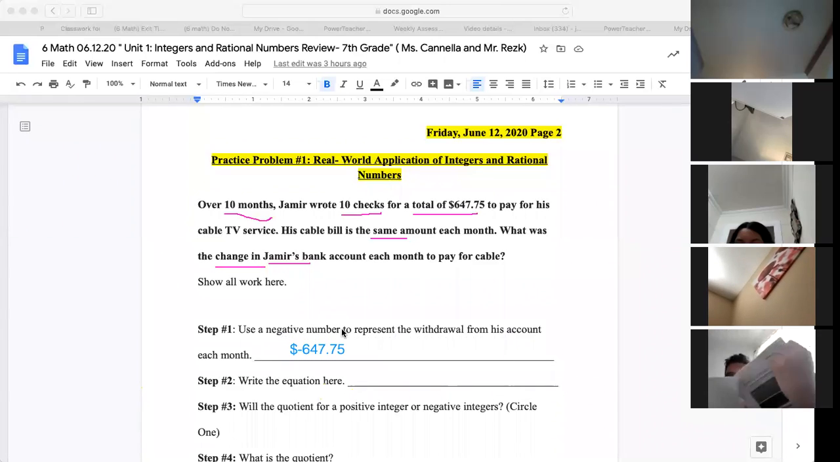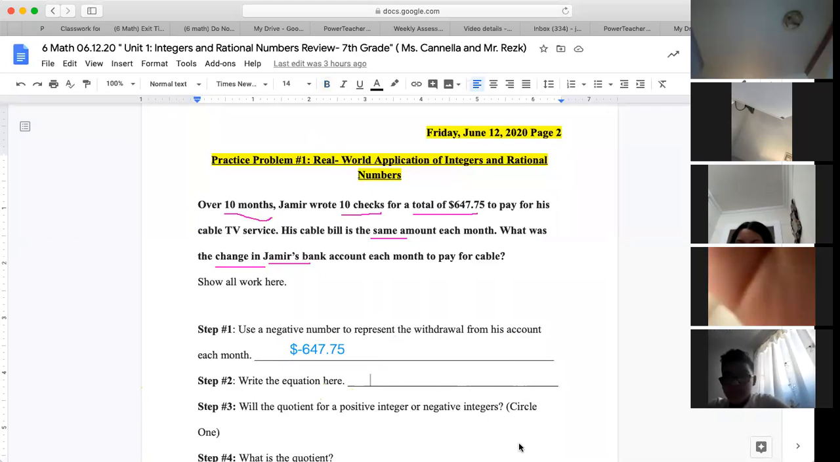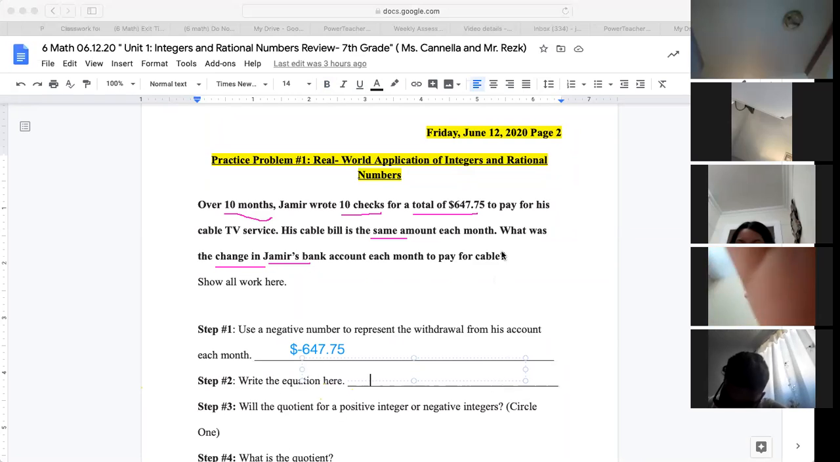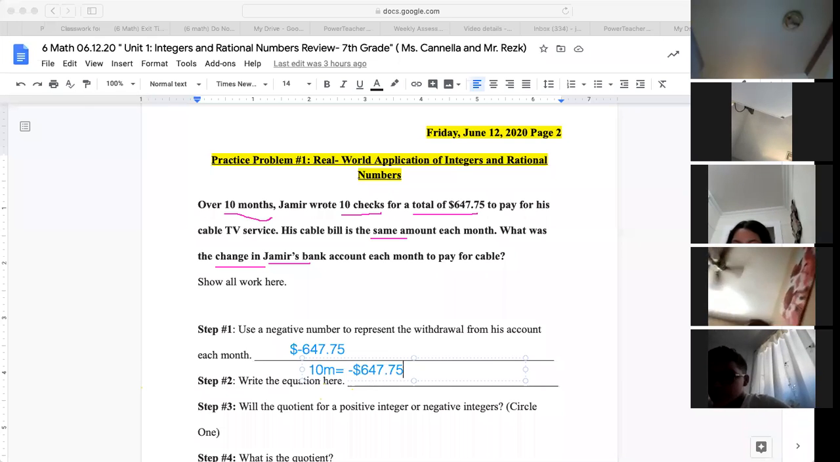So negative 647.75 is what's going to be on that line. On the next line, we're now going to have an equation. You said that we are going to multiply. So I'm going to write over here, let me just move this up so I can write. I'm going to multiply 10, okay? 10m is equal to negative 647.75. I don't care what variable you have. You can have A, B, C, D, E, F. It does not matter what variable, as long as you show you are multiplying to get $647.75. I'm cool with that.